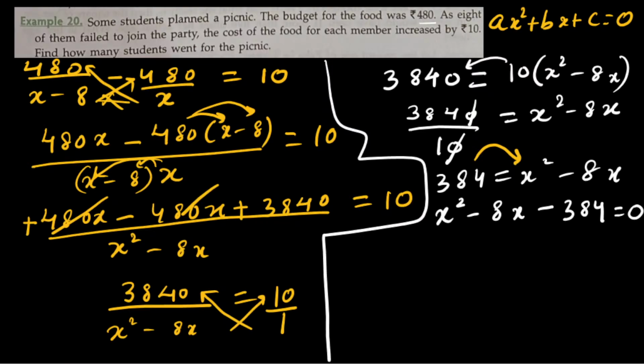So I want you to solve this quadratic equation and tell me the answer. And if anyone has any doubt, you can let me know. So x square minus 8x minus 384. If anyone has solved for x, you can just tell me.